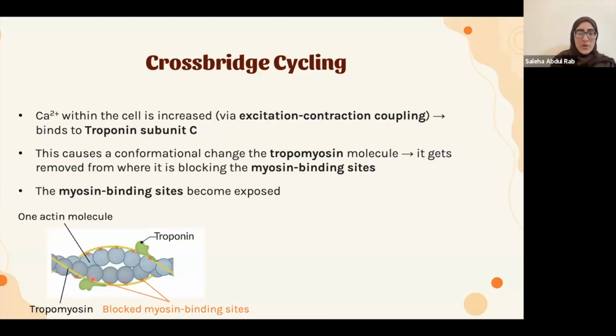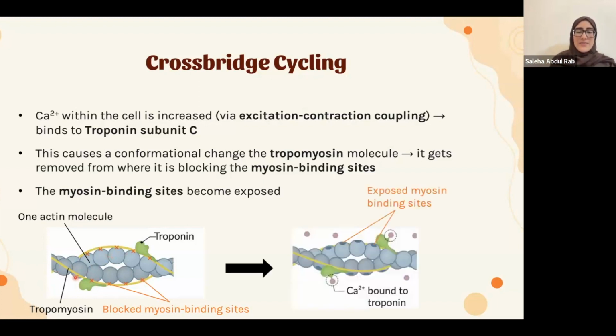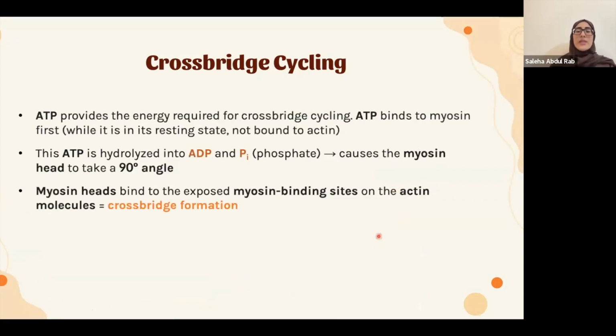So here we have these blocked myosin binding sites. What happens? Calcium comes and binds to troponin C. These binding sites become exposed, as you can tell in this image. And naturally, myosin comes and immediately binds. So let's talk about the binding process and how ATP is involved in this.